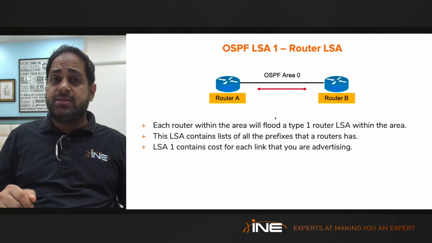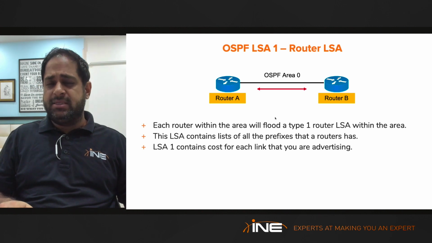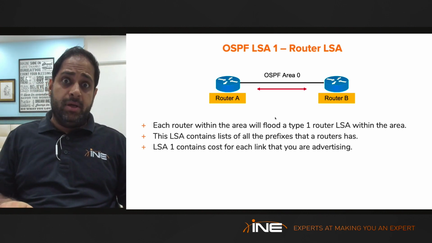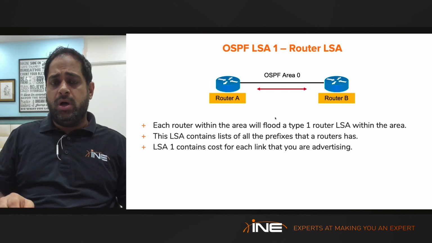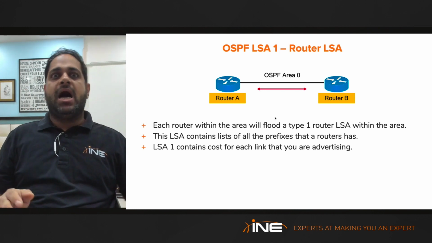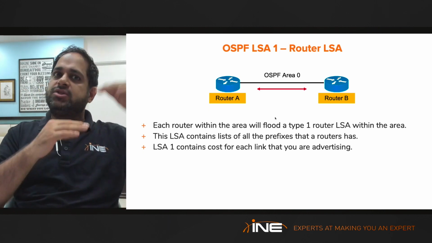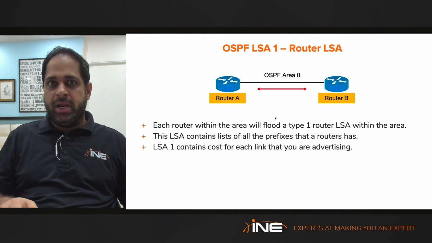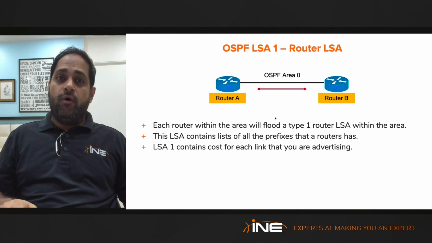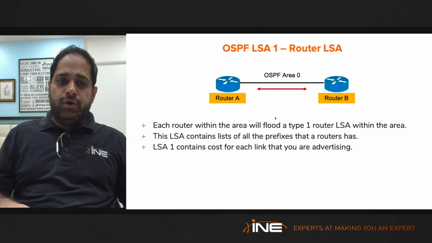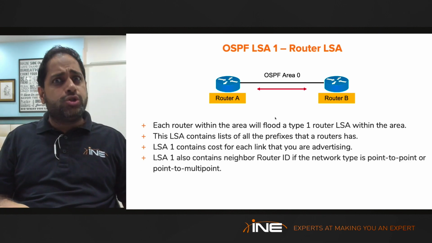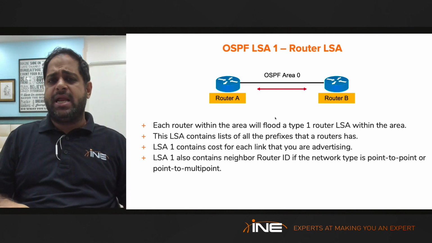It also contains the cost of each of those links. So when I advertise a route to my neighbor, when I'm advertising LSA1 as an update to my neighbor, I will give you the list of all the links which are running OSPF. At the same time, I will also give you the cost of those links. So LSA1 also contains the cost. It also contains the neighbor's router ID.